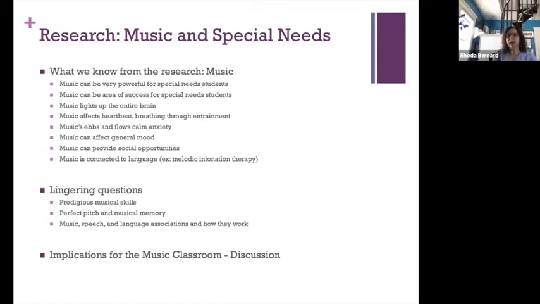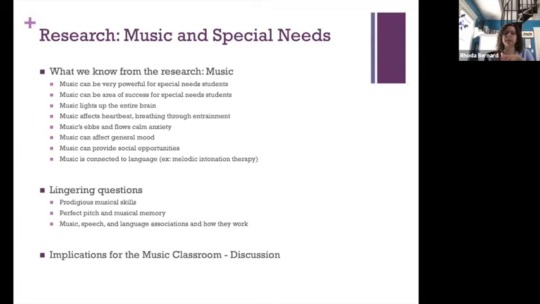What happens in the brains of people who are prodigies? Something we don't know a lot about. It's a pretty cool phenomenon. We want to understand it more. How does perfect pitch work in our brains? There are studies going on right now about this. And how does musical memory work in our brains? And there's a lot of good research happening.